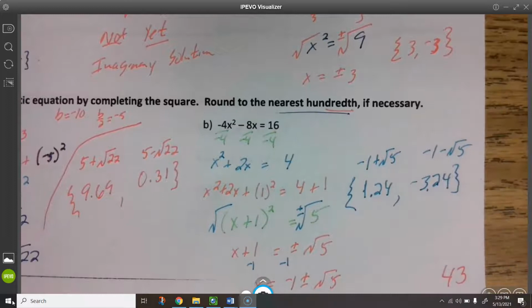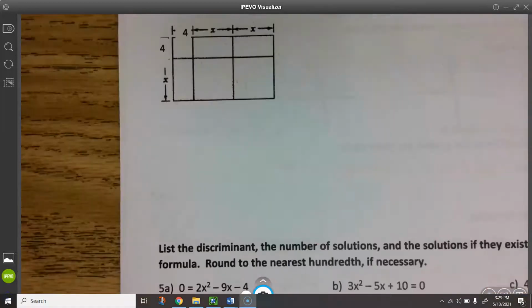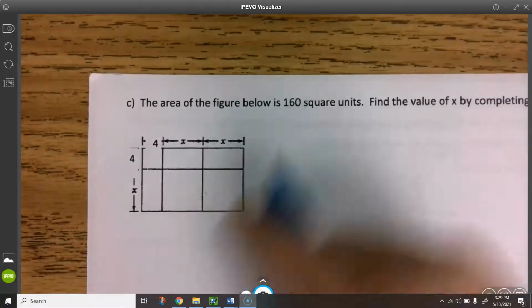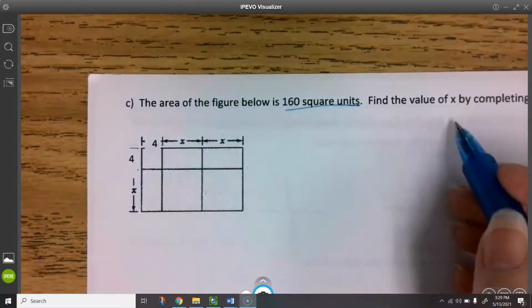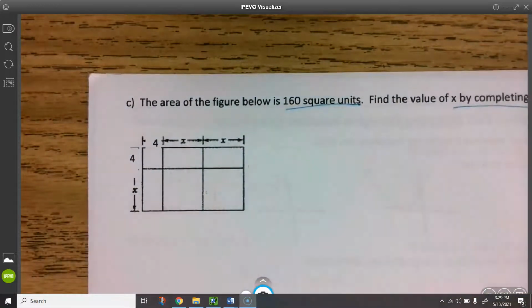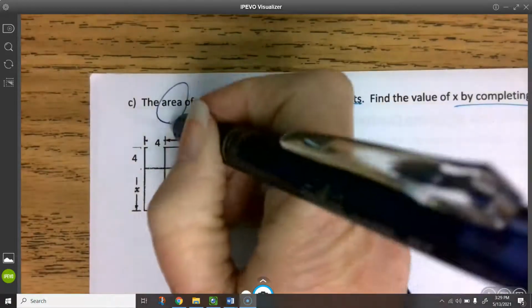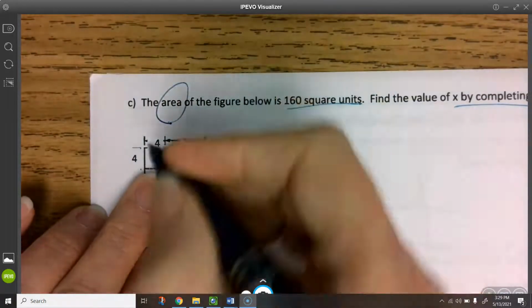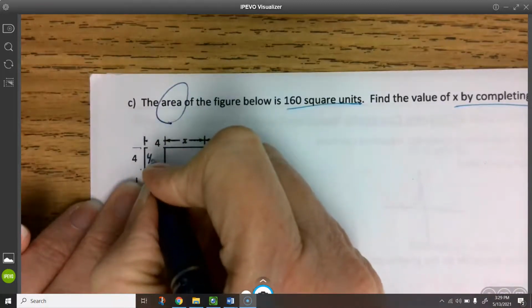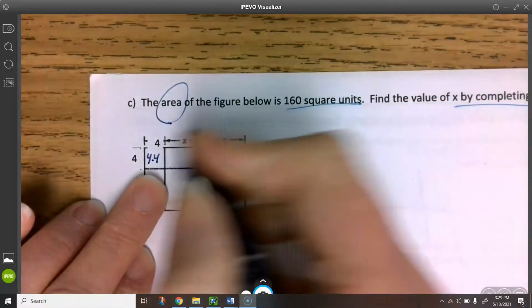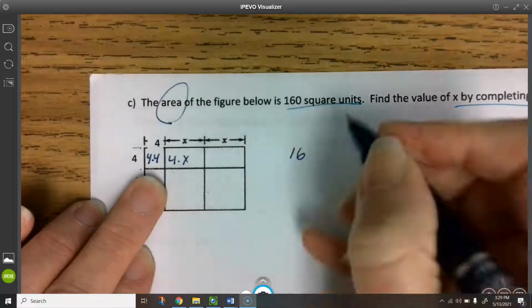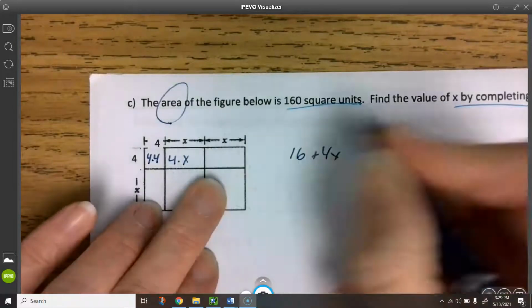Okay, good. We are almost there. Stay with me. So this problem, the area of the figure is 160 square units. Find the value of x by completing the square. Okay, if you say so. So what we're having to do is find the area. So we find the area of this one, and that is a 4 by 4. So that's 16. This one is 4 times x. So that's 4x. Same thing here.